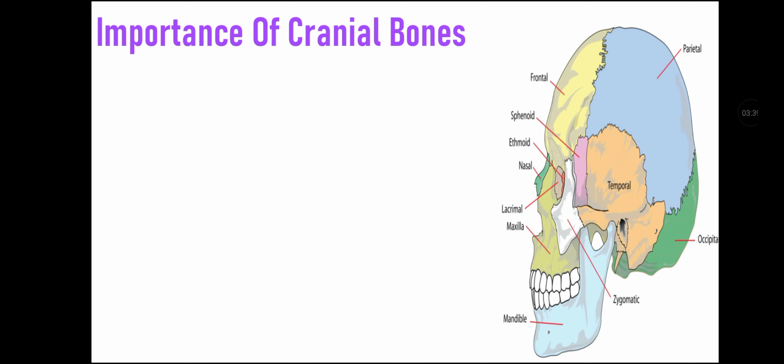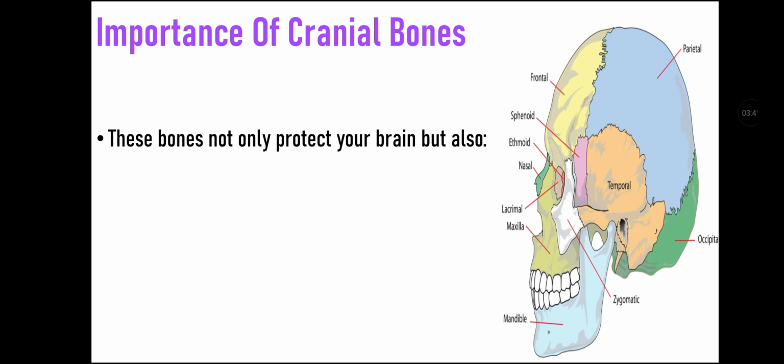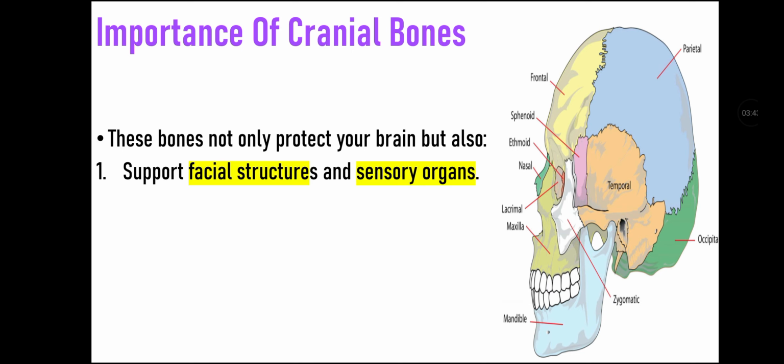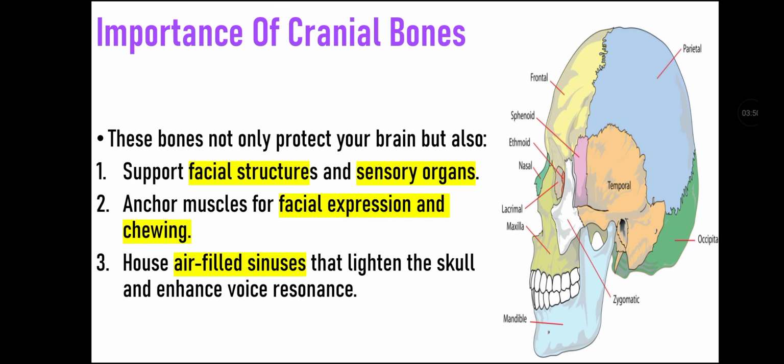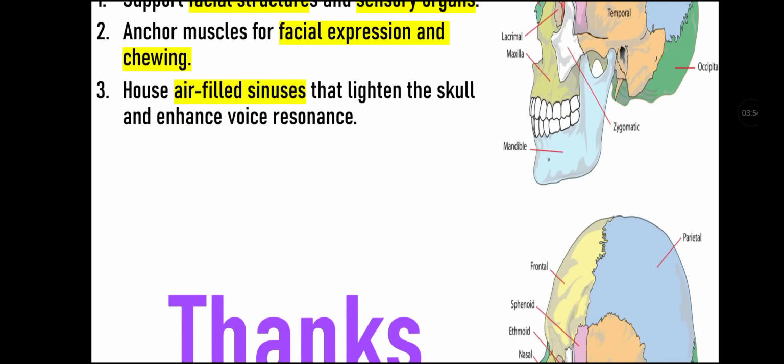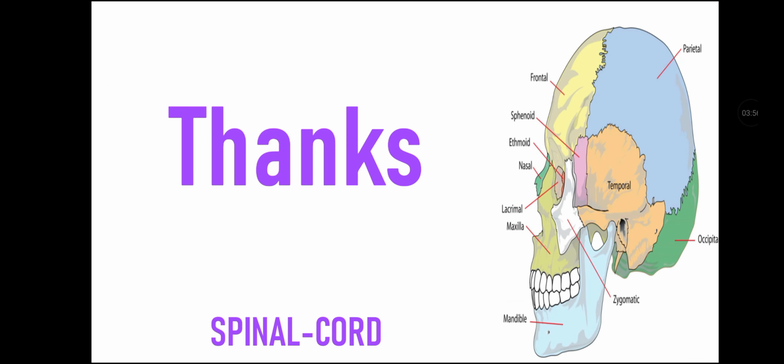Now let's talk about importance of cranial bones. These bones not only protect your brain but also support facial structures and sensory organs. They anchor muscles for facial expression and chewing. They house air-filled sinuses that lighten the skull and enhance voice resonance. And this was all about bones of skull.